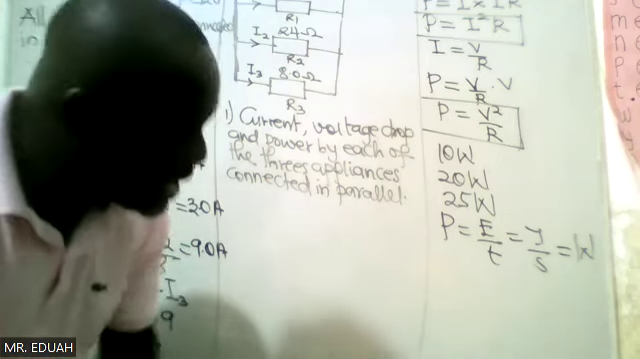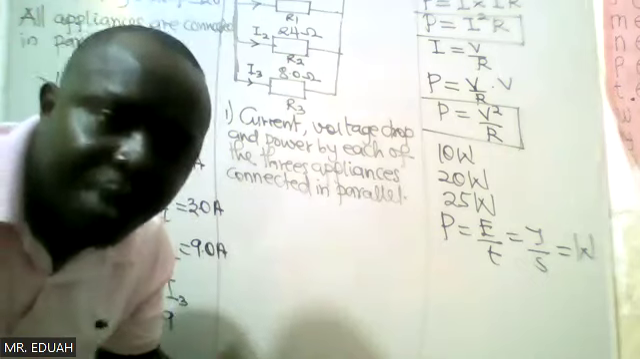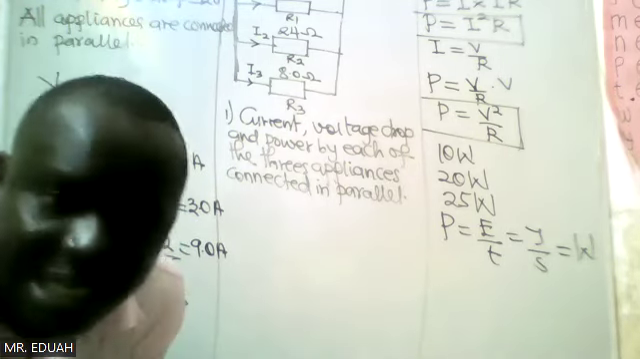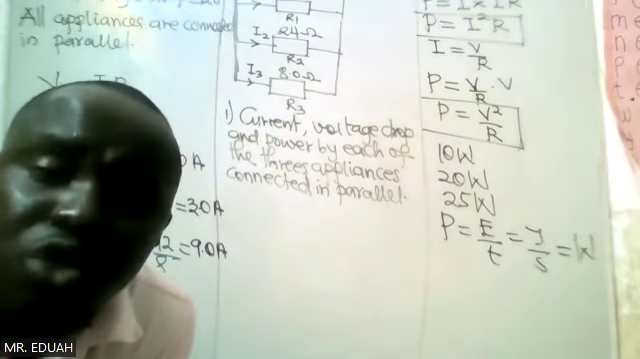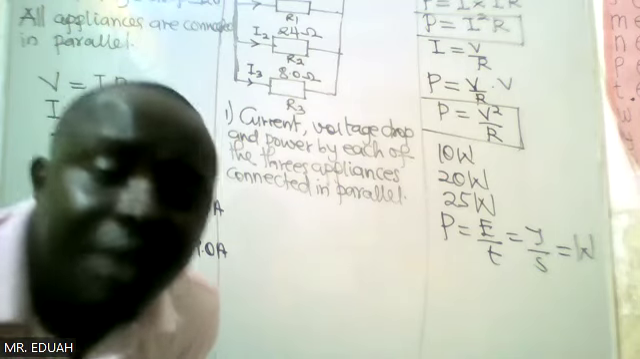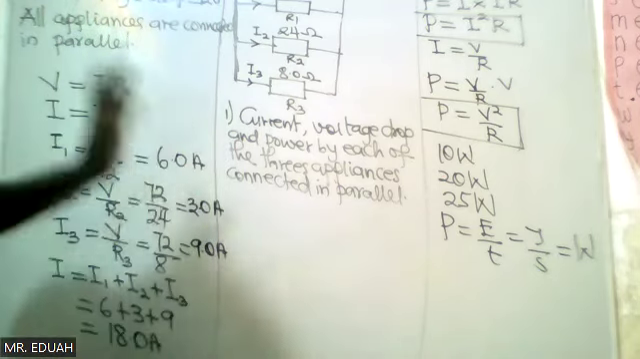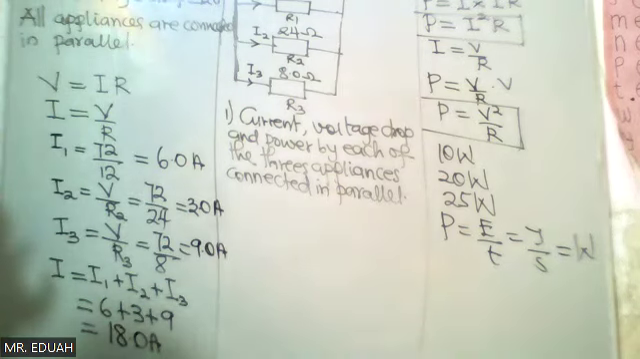So when you pick a bulb whose power rating is high, then there will be greater consumption of electrical energy. So be ready to pay more. So basically, that is what it means. Is that okay?